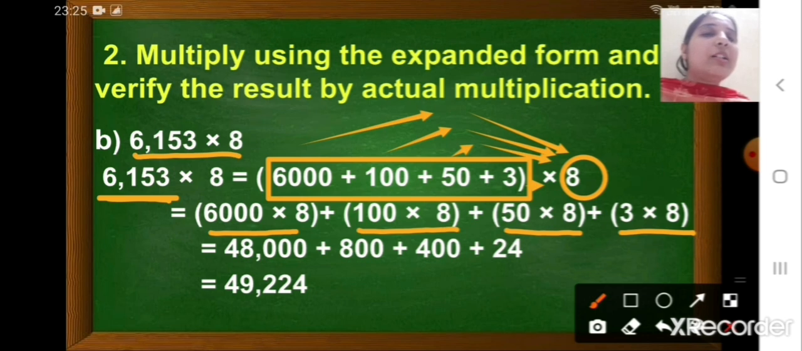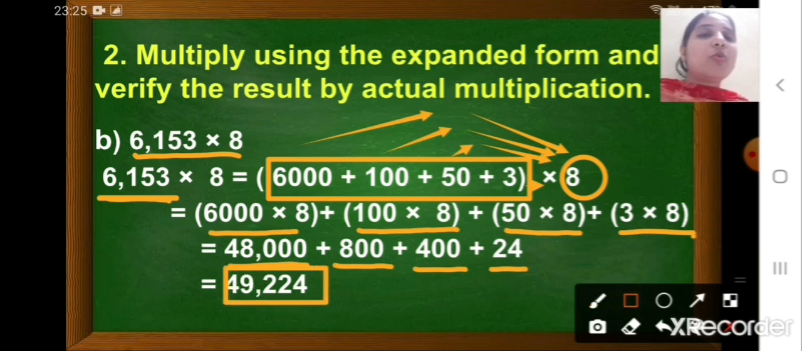So 6,000 multiplied by 8 will give 48,000. This 100 multiplied by 8, it will be 800. 50 8s are 400 and 3 8s are 24. Now we will add all of them, and when we add them, what answer will we get? 49,224. Okay, children? 49,224. So now let's see, because in this question again we have to verify the result by actual multiplication.